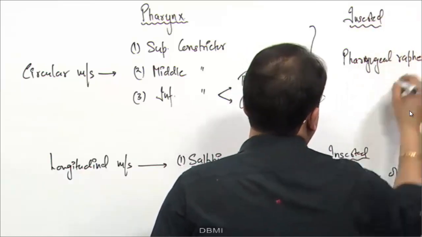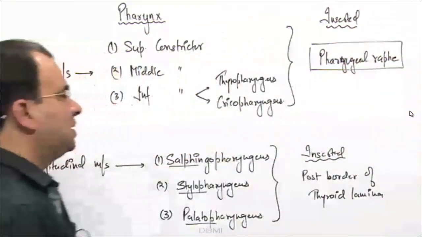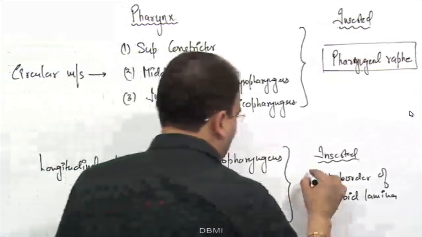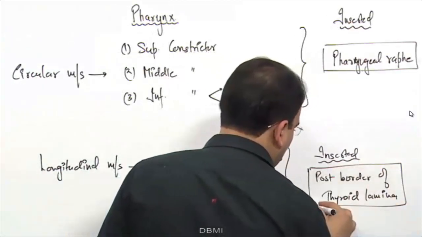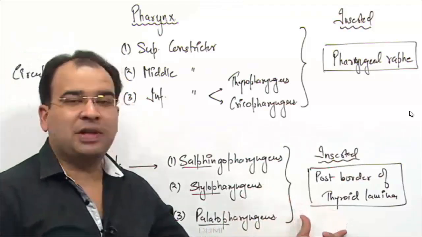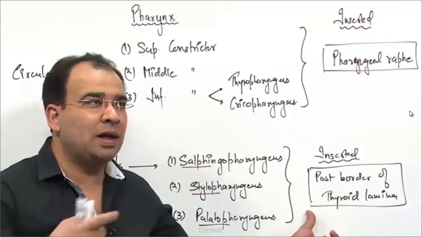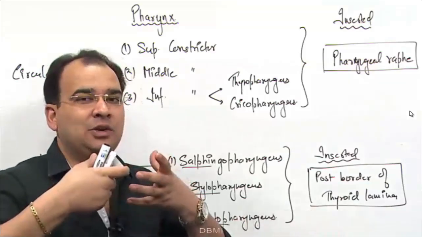They are all inserted to the pharyngeal raphe. So pharyngeal raphe is the insertion for all the constrictor muscles, whereas the posterior border of thyroid lamina is the insertion for all the longitudinal muscles. See, the posterior border of thyroid lamina is the common insertion for all longitudinal muscles. It also explains why the thyroid gland moves up with deglutition.